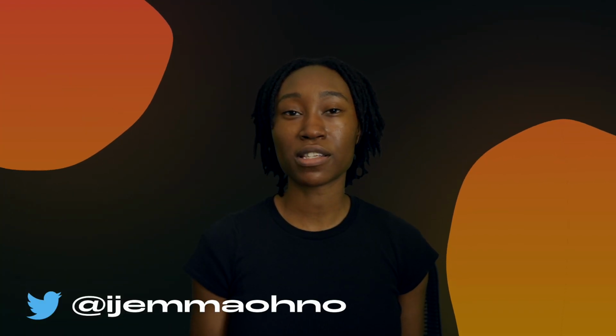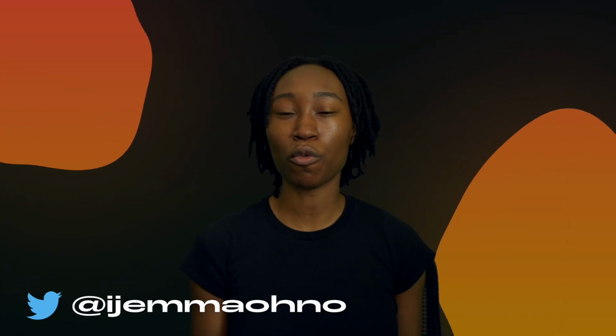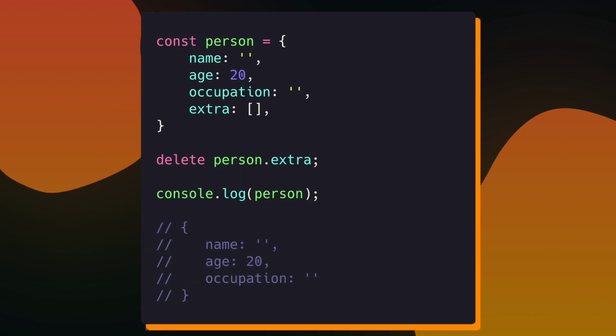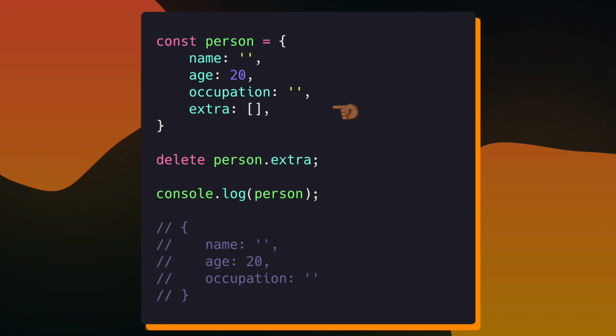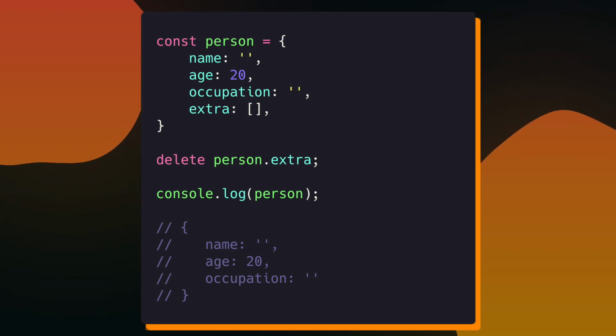The delete operator makes it possible for developers to delete or remove properties from objects. In fact, it's the only way you can remove information from an object. If you take a look at this code block example, you can see here that I have my person object with 4 key value pairs, where I have name, age, occupation, and extra.